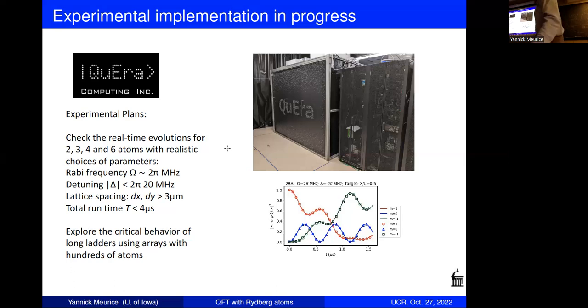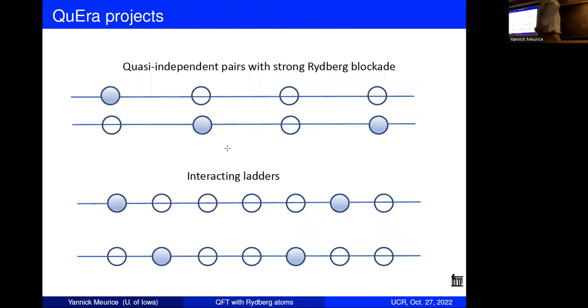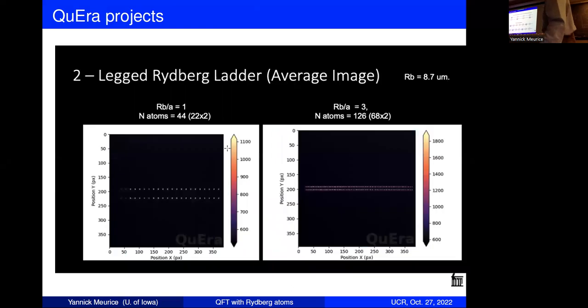And so, these are the projects that we are doing now. You can first study the 2 atom system and put them far away, so they are independent. So you would just get the 2 atom system with better statistics, and then you can push them closer together and then observe the non-trivial behavior.